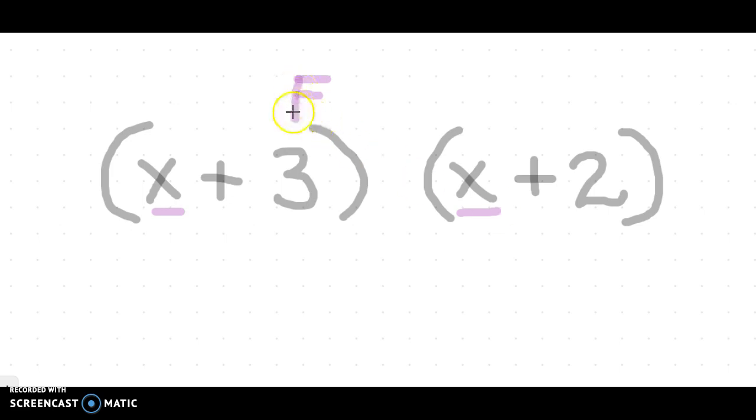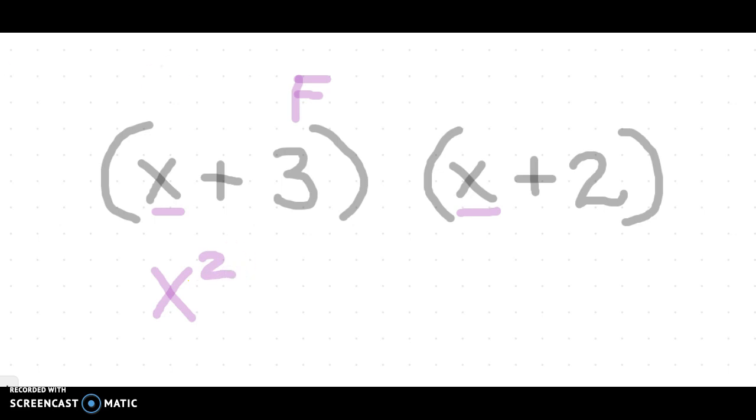So in purple, I have the F, and F stands for firsts. So here I've underlined the first term here and the first term in this set of parentheses. So what I do first is I multiply my firsts times each other. And x times x is, of course, x squared.